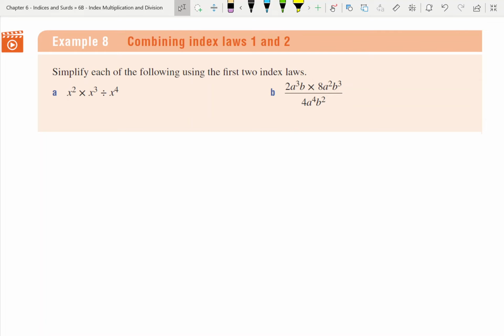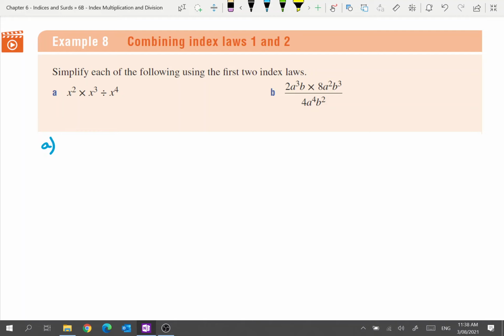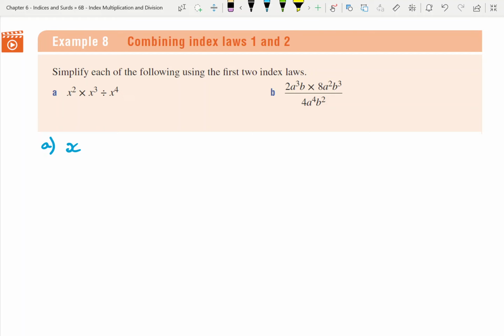Example 8. Now we're involving multiplication and division into a single expression. So rather than multiplying or just dividing, we're now doing both. So I'm going to take this by doing multiplication first. We've got x to the power of 2 plus 3 over x to the 4. I've just changed that division symbol to be a fraction, but it's still the same idea there. So we get x to the 5 over x to the 4, which is just x, because we've got 5 and we subtract 4 from it.